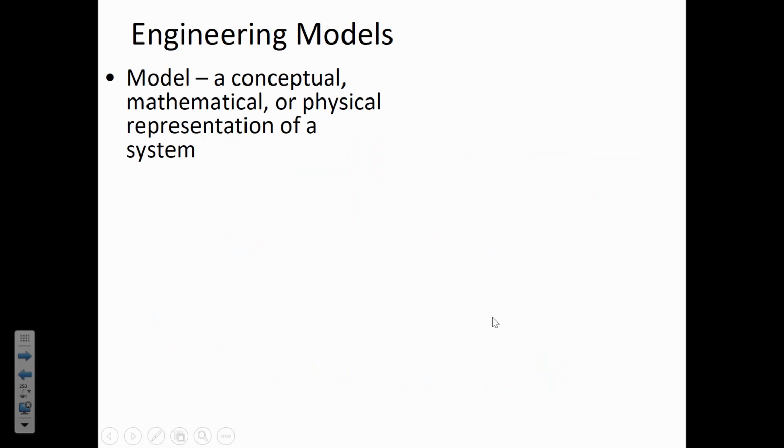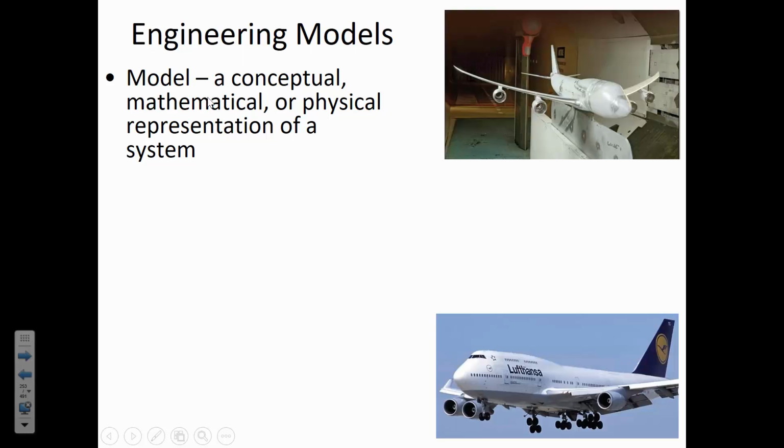All right. Now, I've mentioned the word models a couple of times today, and a model is just a representation of a system. It's a way to understand something that's more complicated or that's bigger by constructing something that's simpler or smaller. So here is a physical model of an aircraft, and this is a 747, and this is the model of a 747 in a wind tunnel.